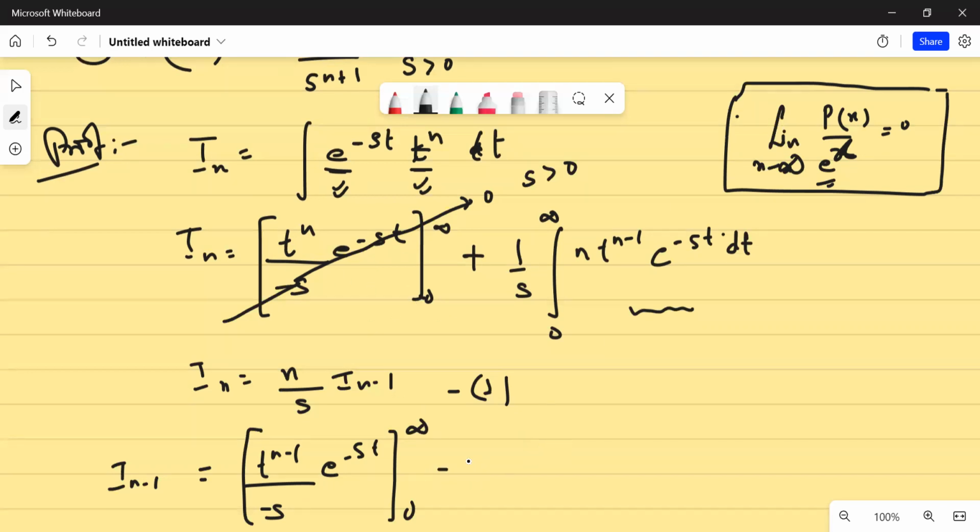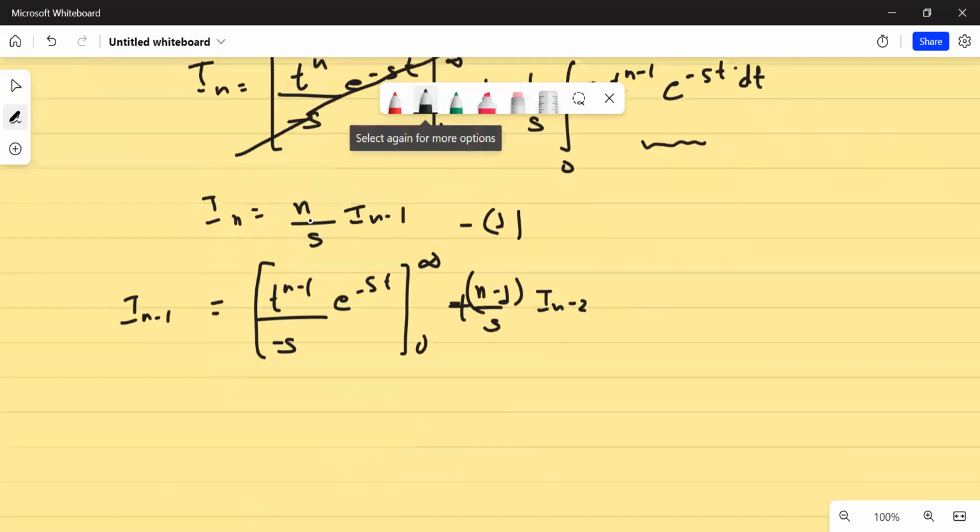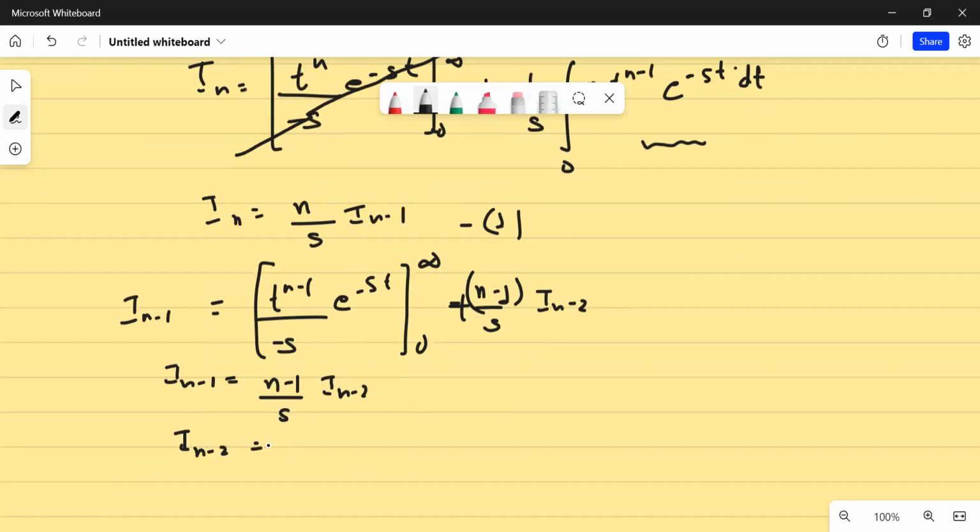Now I'm coming to the remaining term. This equals n minus 1 divided by s times I_{n-2}. So what you are getting is I_n equals n by s times I_{n-1}, I_{n-1} is n minus 1 by s times I_{n-2}, and similarly I_{n-2} equals n minus 1, n minus 2 divided by s times I_{n-3}, and so on and so forth. The last term would be I_1, and I_2 would have been written here. Is that clear or not clear?